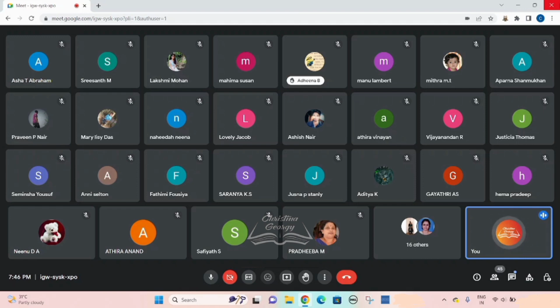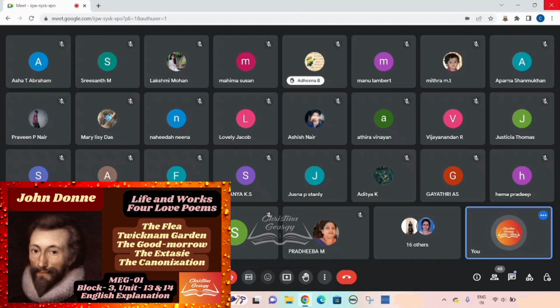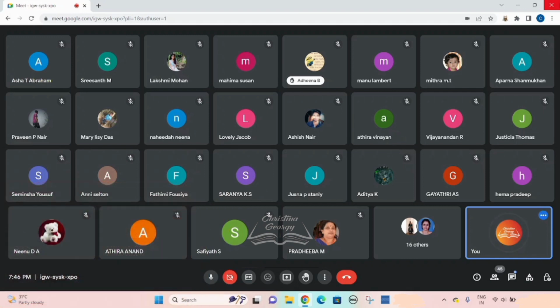So regarding John Donne's poems, The Flea, The Twickenham Garden, I've seen critical appreciation questions for these. There could be annotation questions for all these. The Canonization is important. There could be an annotation question. There could be a general question regarding Donne. If at all they ask you a general question, you need to specifically mention all these poems. So remember all these poems. Even if they don't ask you to illustrate, you should have the sense to illustrate, because that will fetch you more marks. So be smart, study well.